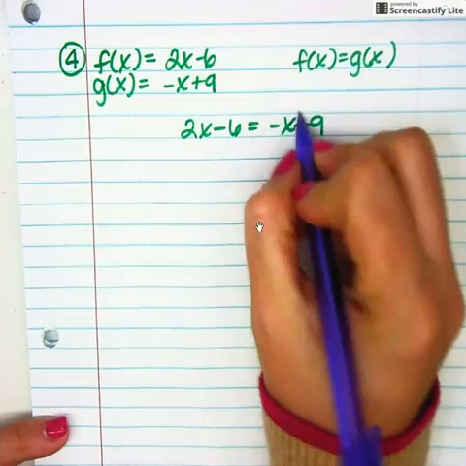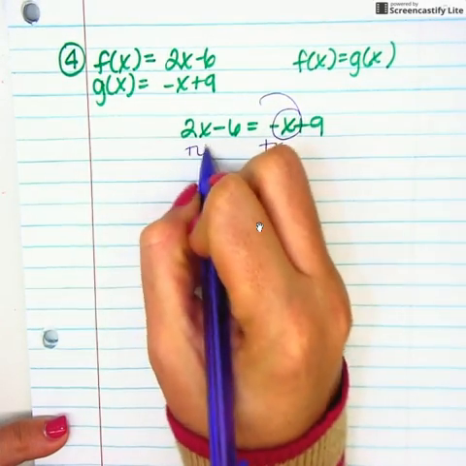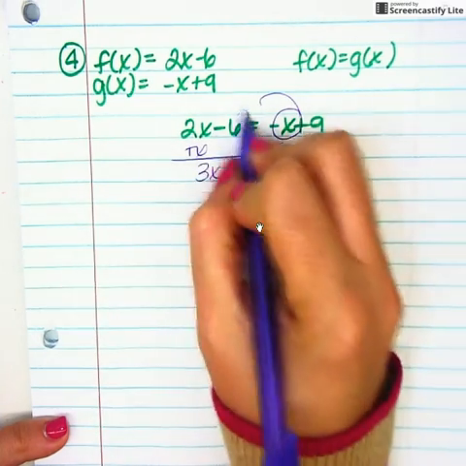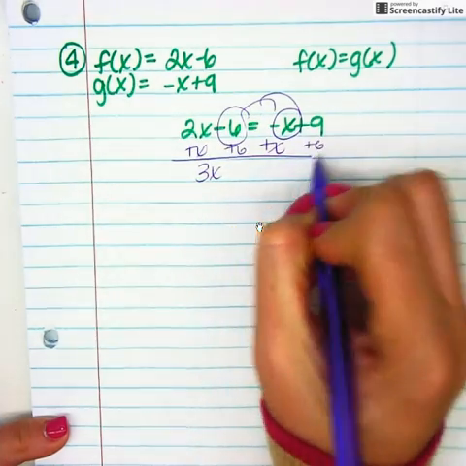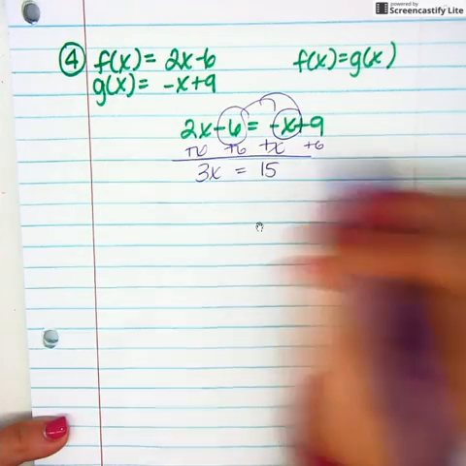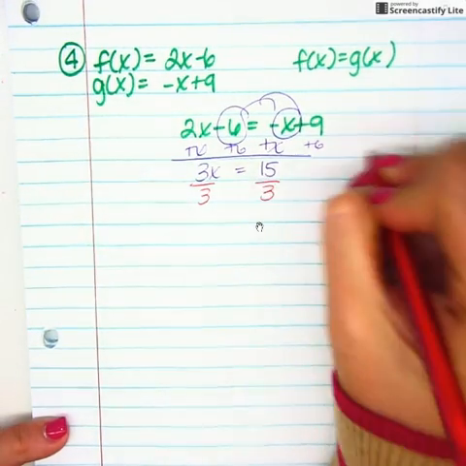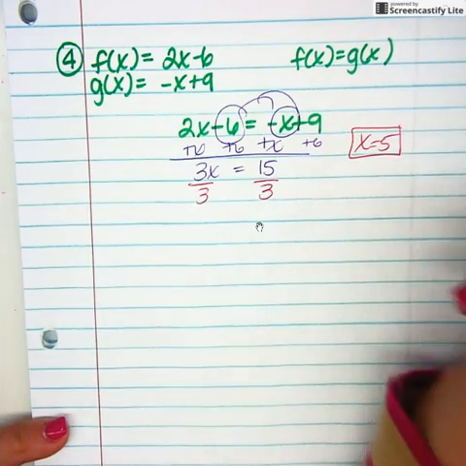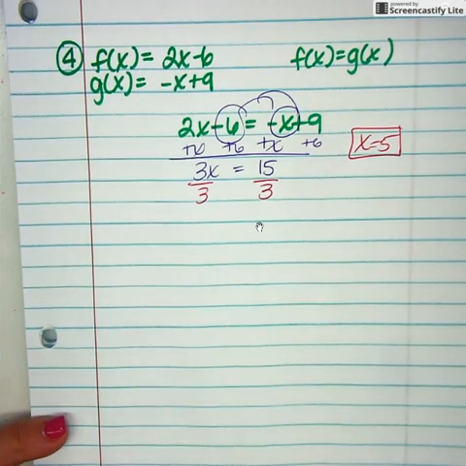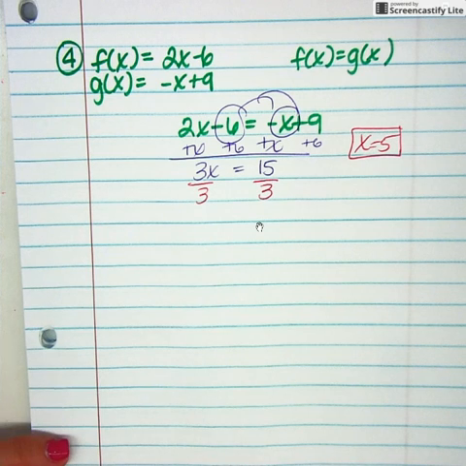So I'm going to move my x by adding, and I'm going to move my 6 by adding. And then our last step here would be to divide by 3. So our x is going to equal 5. And had you typed this into the calculator and done it that way, then you still would have gotten 5.